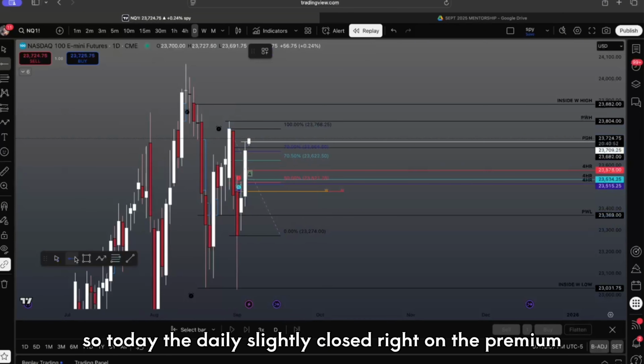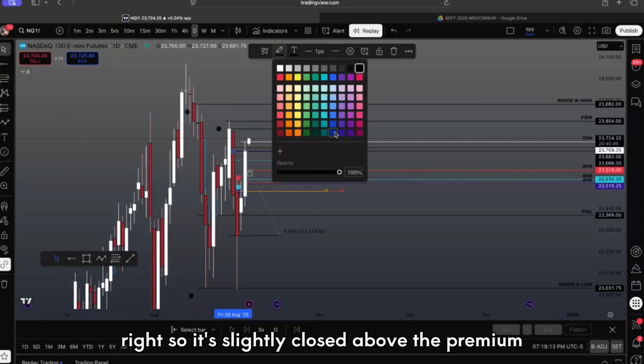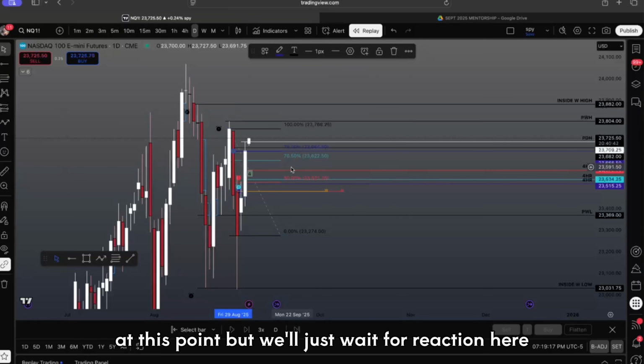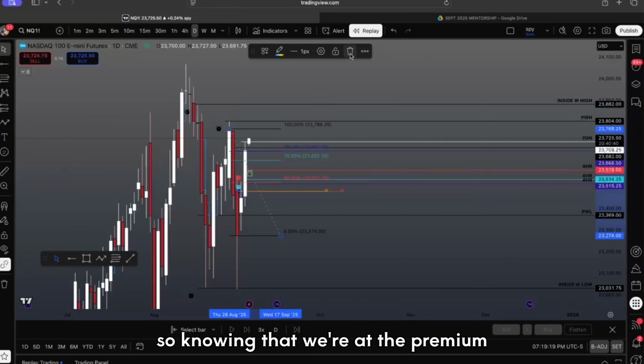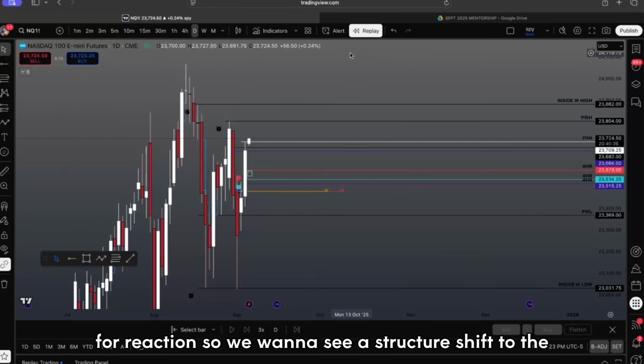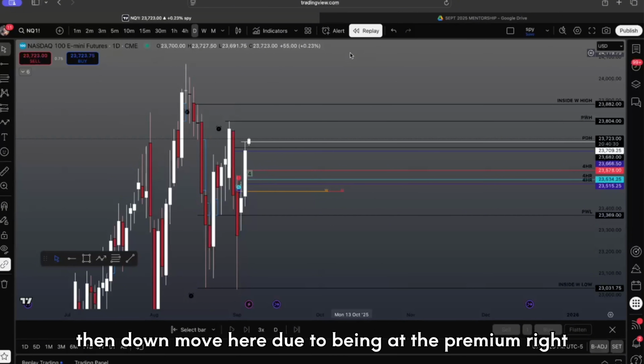So today the daily slightly closed right on the premium, right? So it's slightly closed above the premium. So let's see what it's gonna want to do at this point. But we'll just wait for reaction here. So knowing that we're at the premium, we want to wait to see for reaction. So we want to see a structure shift to the downside, right? If we want to trade the down move here due to being at the premium, right?